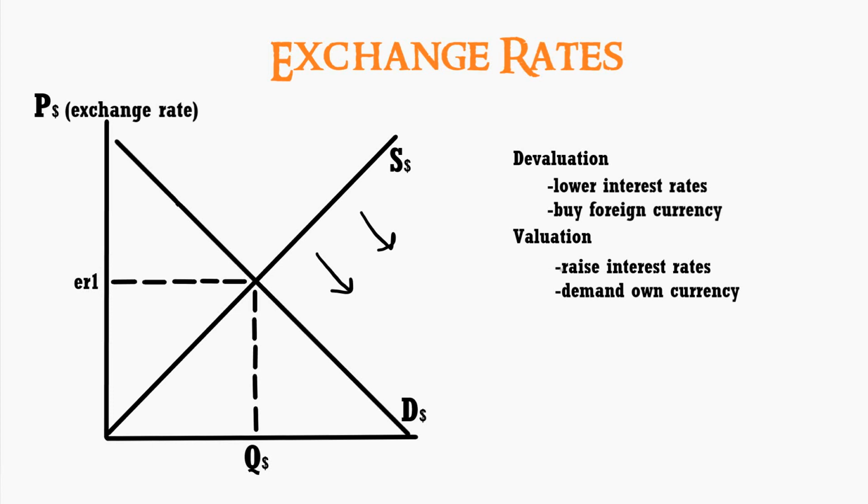If the government values their currency, they can do the opposite and raise interest rates. This will cause foreigners to come save in their country, therefore causing demand for the currency to rise. Another thing that the country can do is use their foreign reserves of currency to demand their own currency, which will cause demand to go up and the currency to be valued.